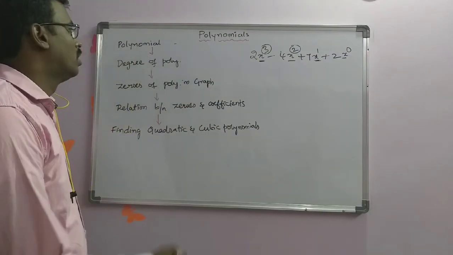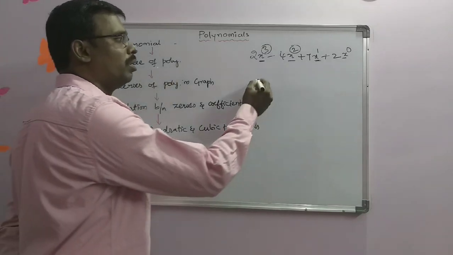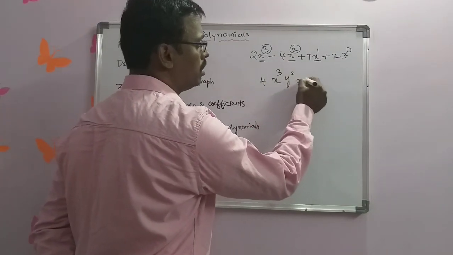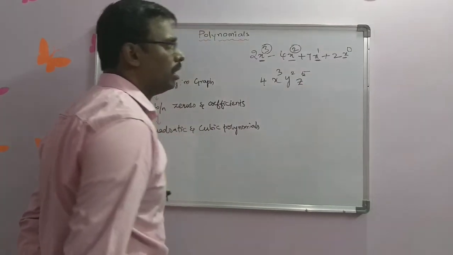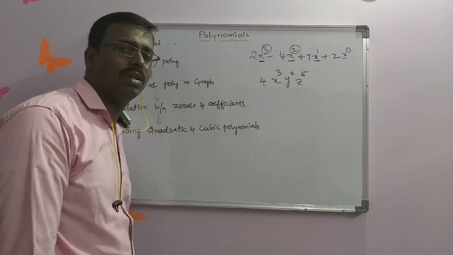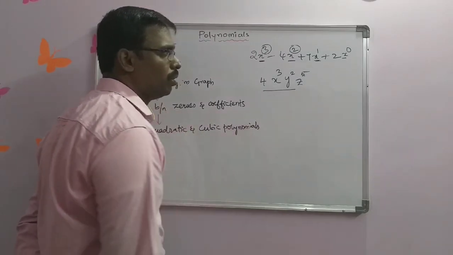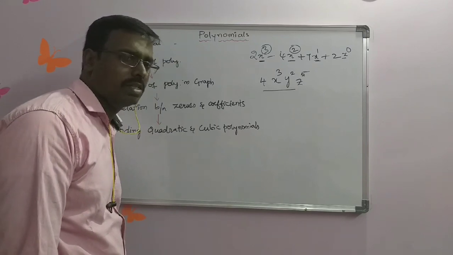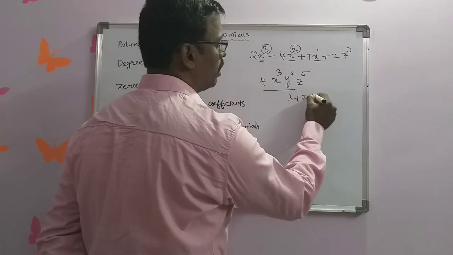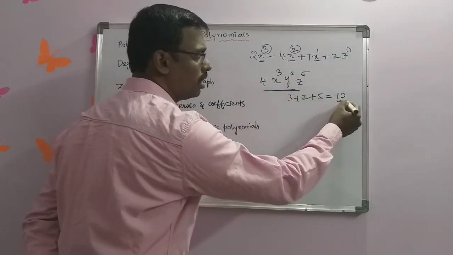Then coming to the degree of the polynomial. Degree of the polynomial we define in two ways. If it is a monomial, monomial means only one term will be there, 4x cube y square z power 5. Here we don't have any plus and minus symbols, so we will consider the total as a single term, that is called a monomial. How will you calculate the degree for this monomial? Degree for a monomial is defined as the sum of the powers of the variables, that is 3 plus 2 plus 5, that is nothing but 10. So for this monomial the degree is 10.